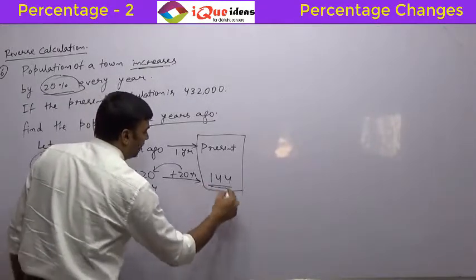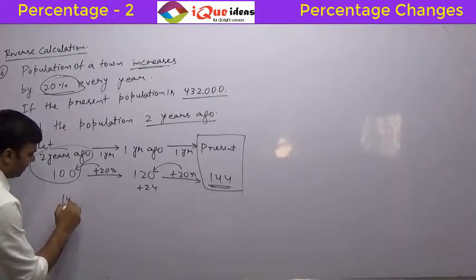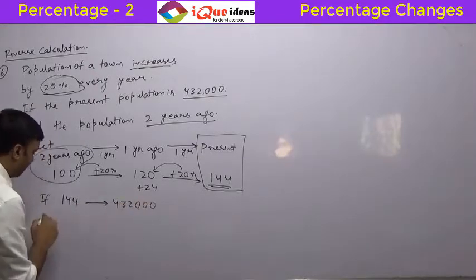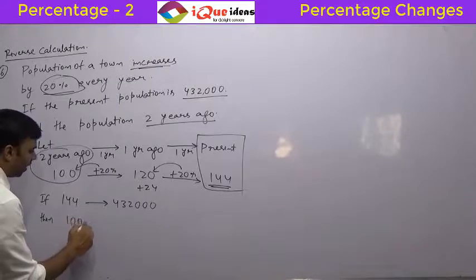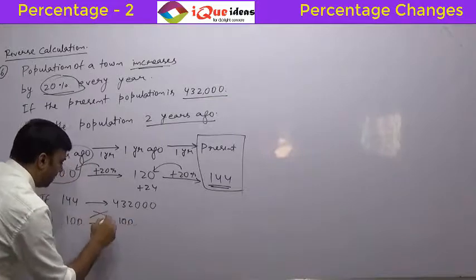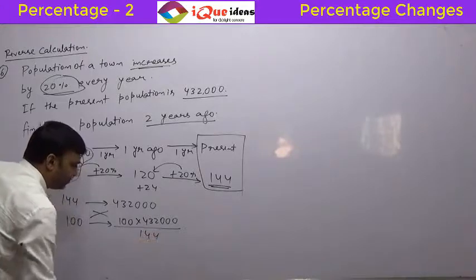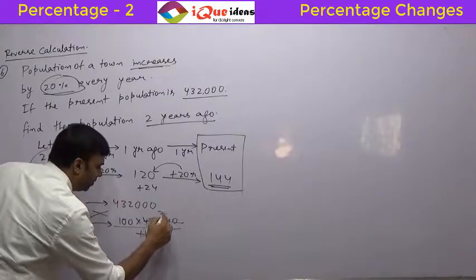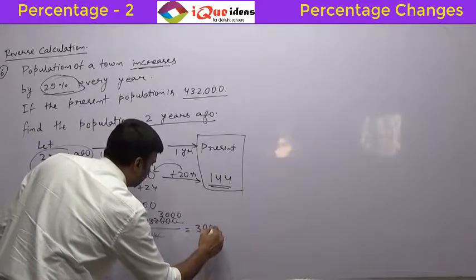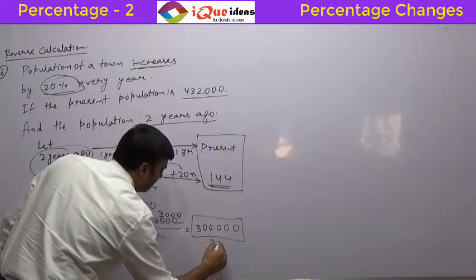And this present population of 144 is given as 4,32,000. So we'll simply apply the unitary method. If 144 is equivalent to 4,32,000, then what will be the value equivalent to 100? So it is 100 into 4,32,000 divided by 144, by the cross multiplication method. 144 3 times is 432. You can cancel. So 100 into 3 is 300,000. That means the population 2 years ago was 300,000.